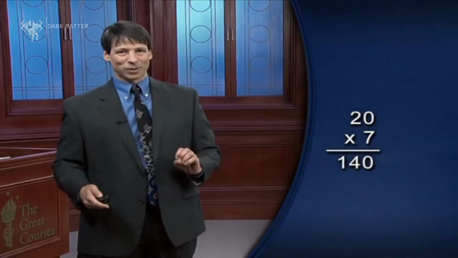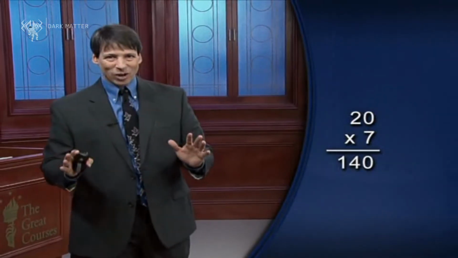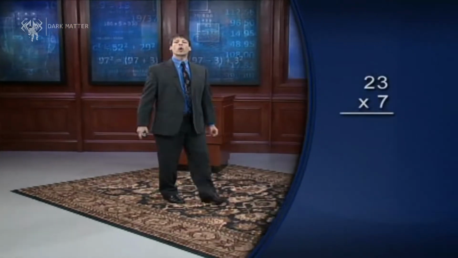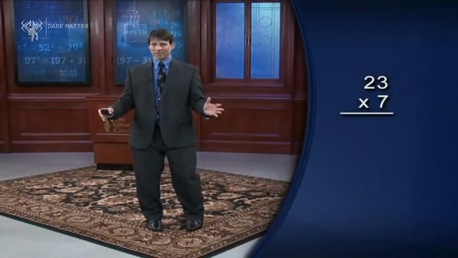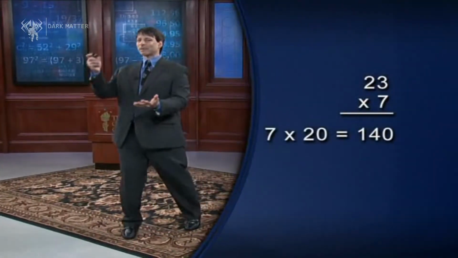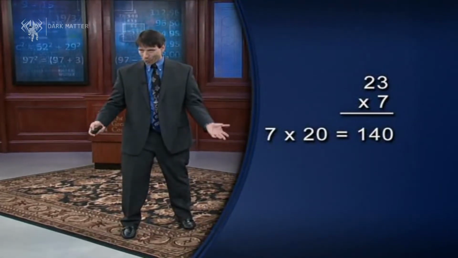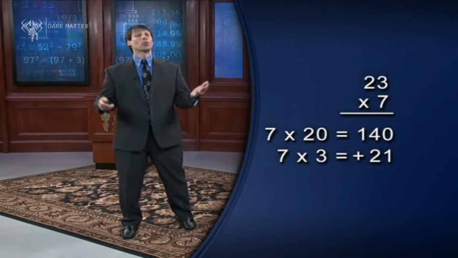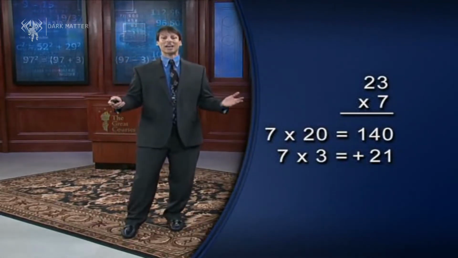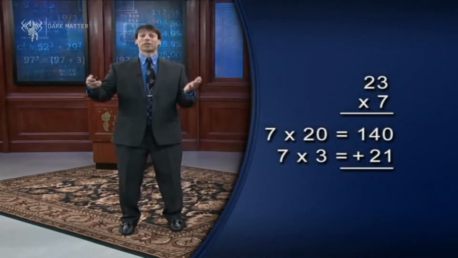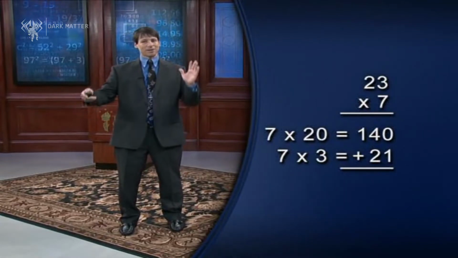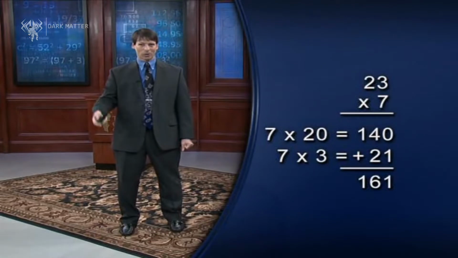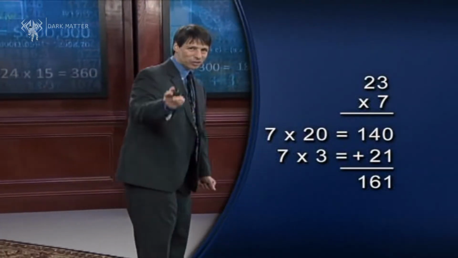That was just a warm-up problem. All right, now let's try a more complicated one. Let's try the problem 23 times 7. All right, we start with 7 times 20, which is 140. Then we do 7 times 3, which is 21. Add those together, 140 plus 21, and we get, from left to right, 161.